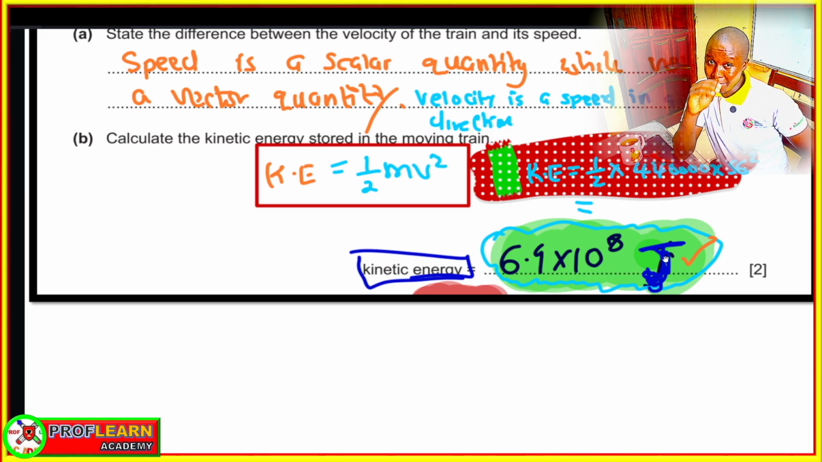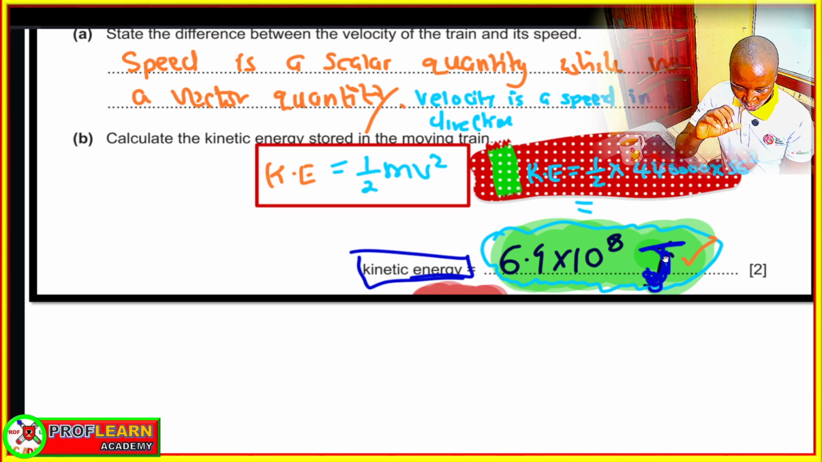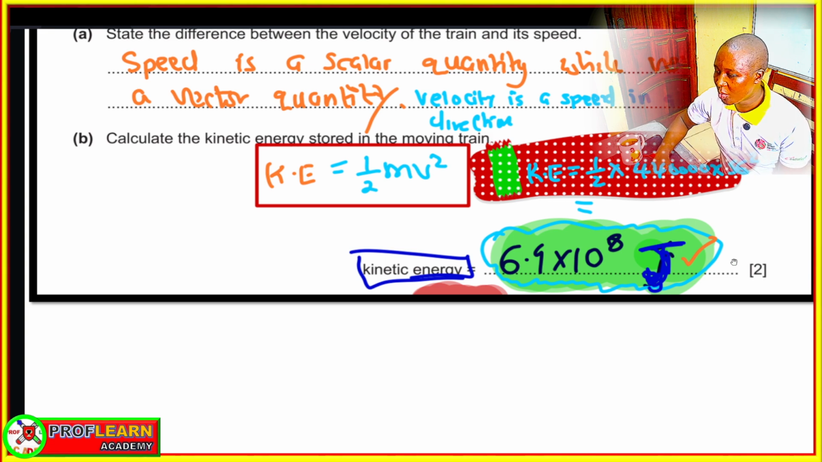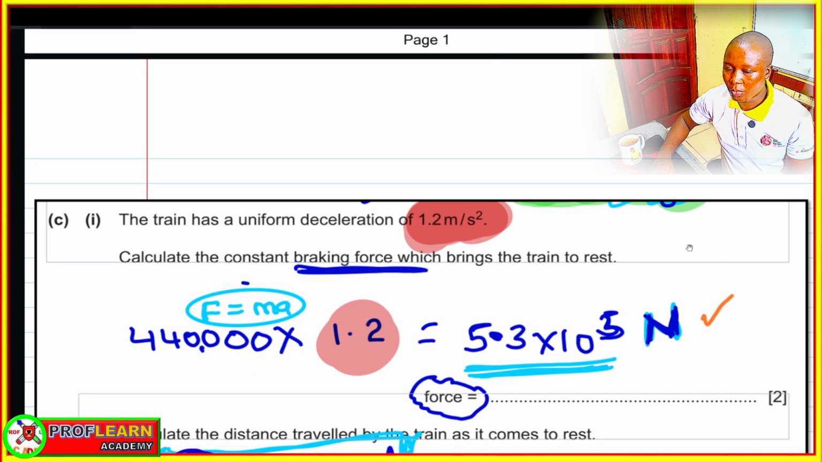Candidates cried, missing marks on units. So whenever you are answering this particular exam, remember, if the units are not well written here, you have to ensure that you write those units so that you can earn all the marks. Otherwise, if you fail to do that, you are going to lose a mark, and that will end in tears.